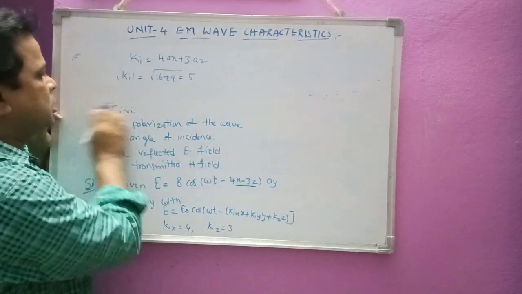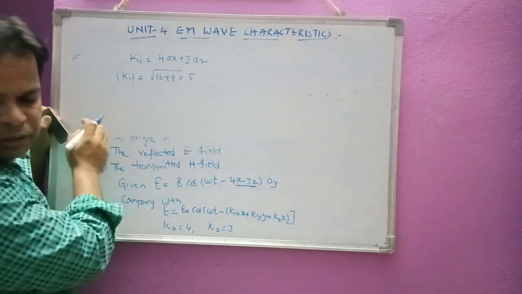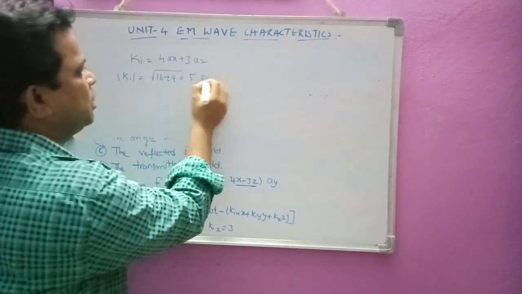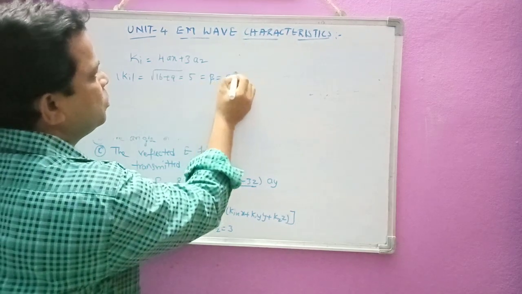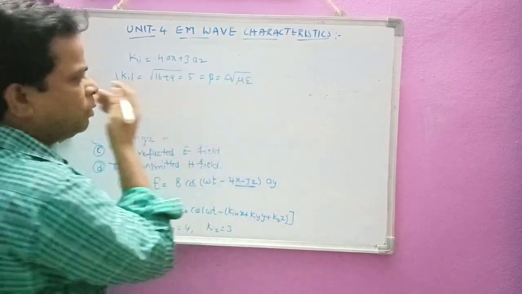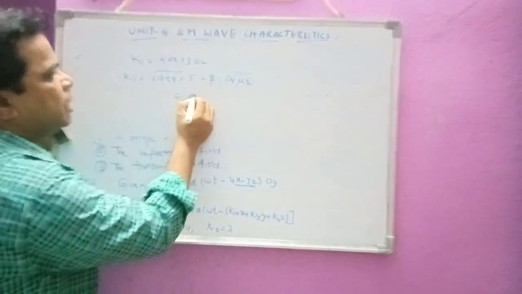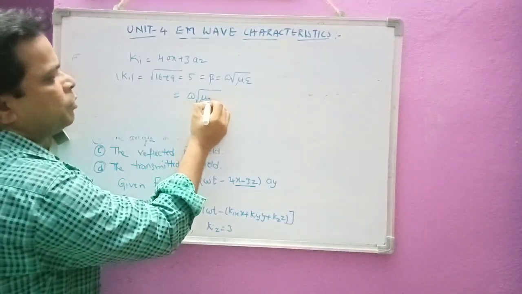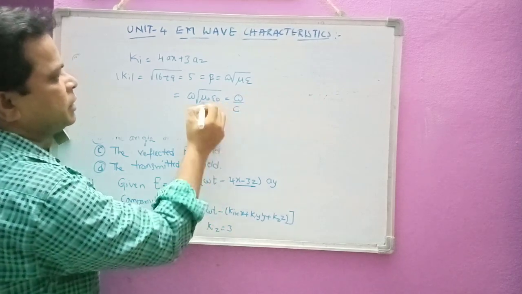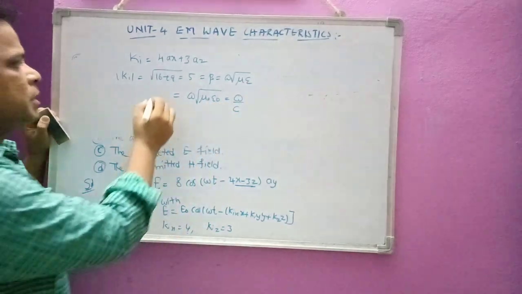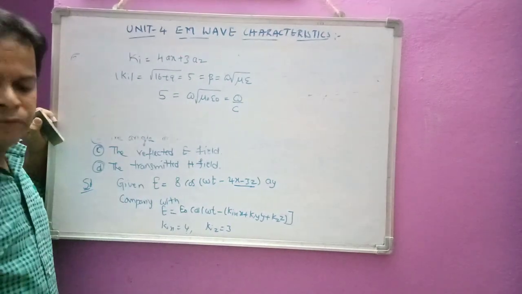Now I am calling this one beta 1 or beta here, because beta is equal to omega root mu epsilon. Now this medium is free air, so I can write omega into square root of mu naught epsilon naught, which is omega by c, and this one here is given as 5. So beta as 5, or k1 as ki as 5.